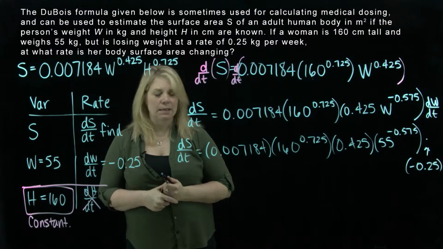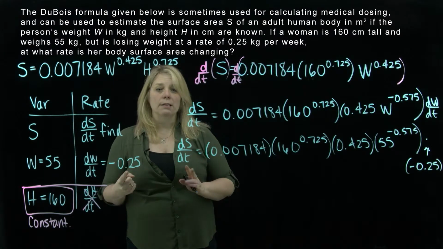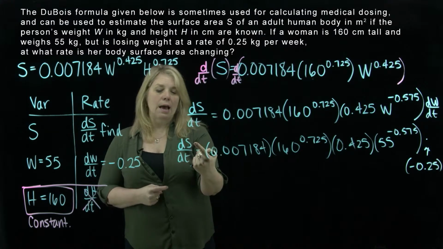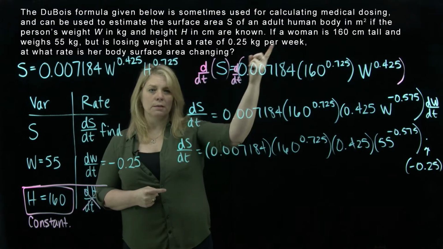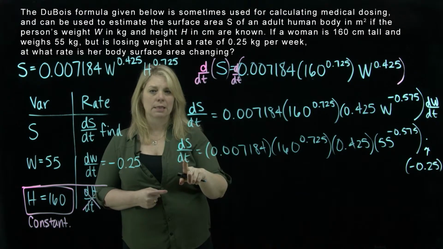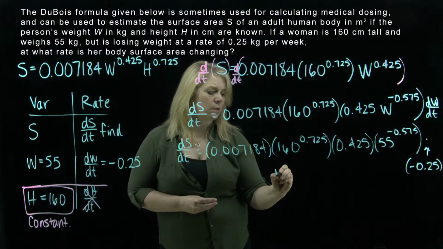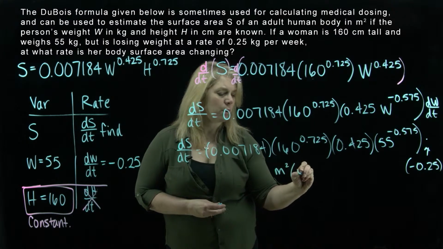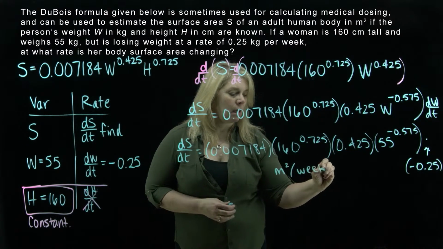I could tidy some things up if I want. I need to pay attention to units. So s is given in square meters. It tells us up in the problem. And t is measured in time. So this would be in square meters per week.